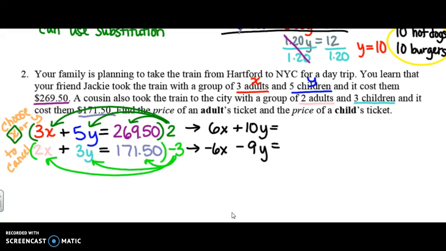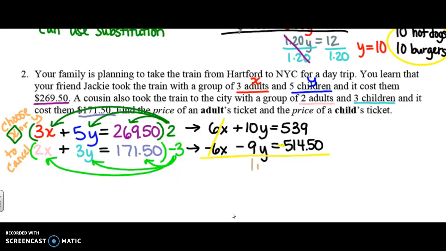Oops, did you catch my mistake? Just like you guys, I'm thinking 3 and 3 is 6. But remember, it's -3 times positive 3y to make -9y. And that's going to really work out well because 6x and -6x will be eliminated. When I multiply 269.50 by 2, I get 539. And when I multiply 171.50 by -3, I get -514.5. So the x's cancel out.